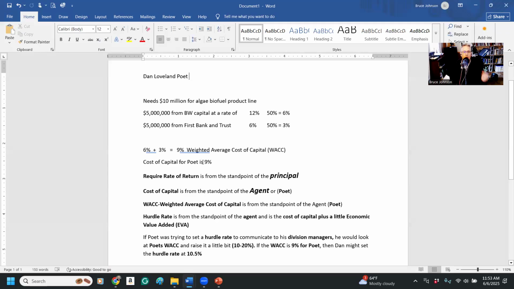When it's 9%, is that less than 12%? Yes. So it's advantageous for Dan Loveland to borrow money because it lowers his cost of capital. And that gets into some huge financial impacts. One of them is, well, then if we should borrow all the money because it's cheaper, why don't all companies do that? One of the reasons is because banks won't do that.